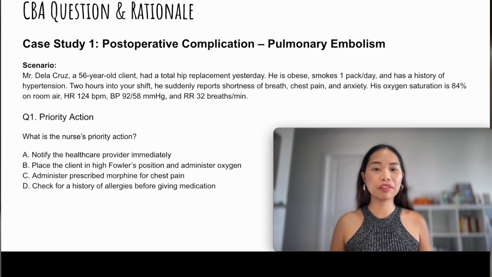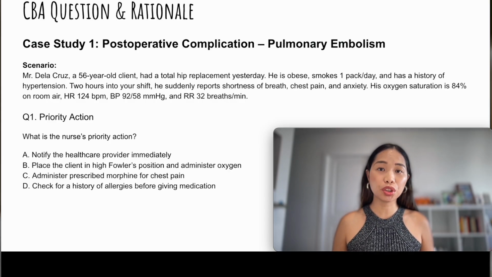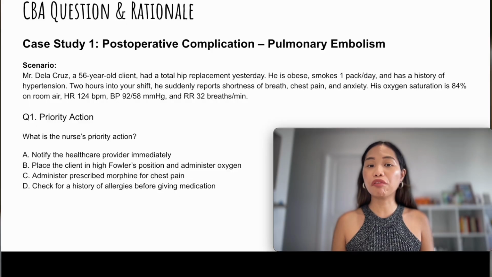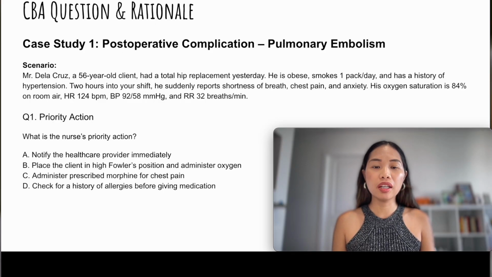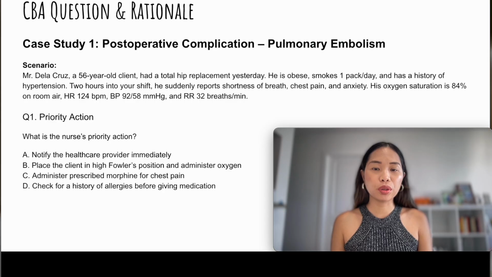Mr. De La Cruz, a 56-year-old client, had a THR or total hip replacement yesterday. He is obese, smokes 1 pack per day, and has a history of hypertension. 2 hours into your shift, he suddenly reports shortness of breath, chest pain, and anxiety. His oxygen saturation is 84% on room air, heart rate 124 beats per minute, blood pressure 92/58, and respiration rate is 32 breaths per minute. Your question is, what is the nurse's priority action?